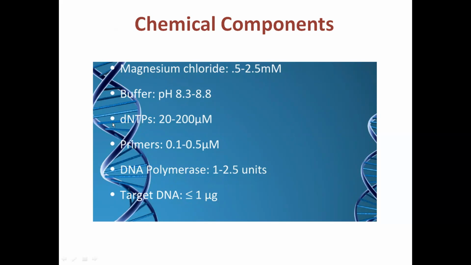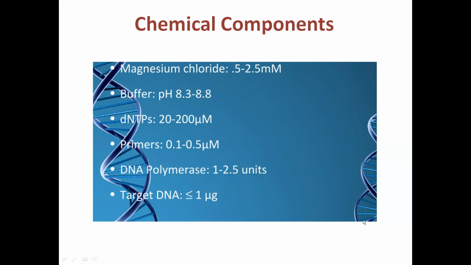Then the dNTPs, deoxynucleotide triphosphates, are the building blocks of the DNA. So we provide the building blocks. We need the primer because it will provide a 3' OH, DNA polymerase is the enzyme that will carry out the polymerization, and the template DNA.